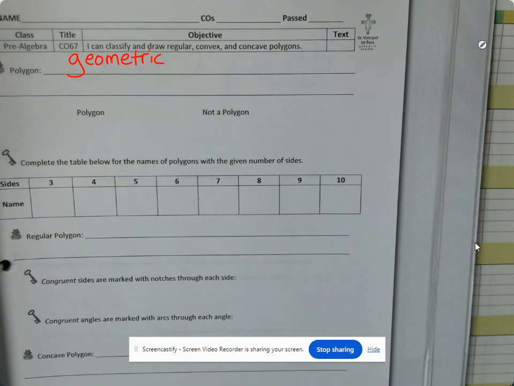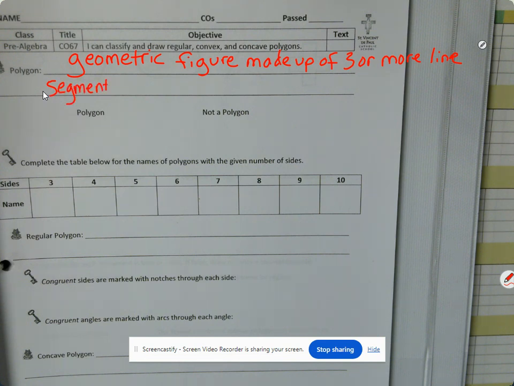A geometric figure made up of 3 or more line segments that intersect only at their endpoints. So it's important to know what that means.